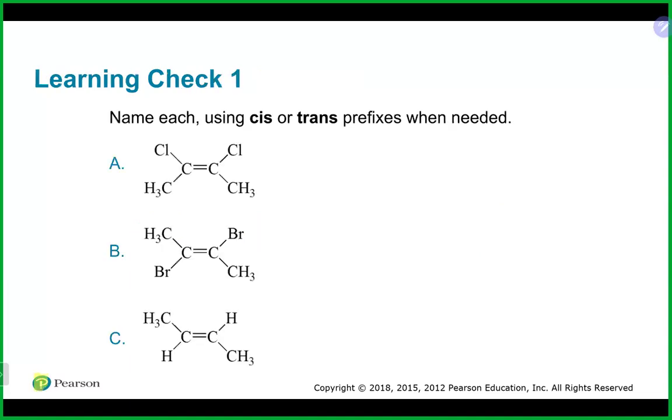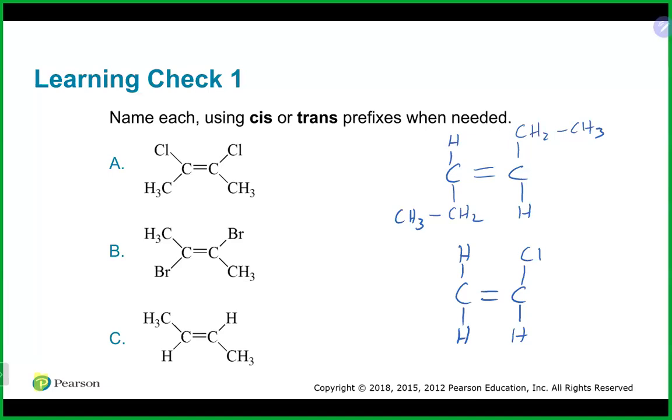All right. So for each of these, decide if they're cis or trans. And while you're at it, why don't you also name them? Is this one cis or trans? It is cis. We have similar groups. You could also look at the methyl groups as well. And that would be cis.